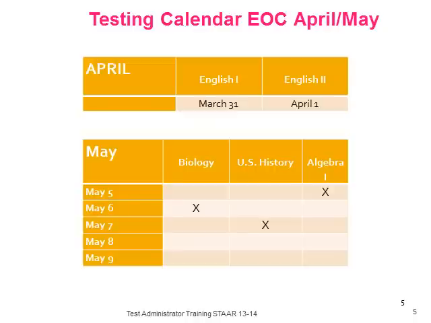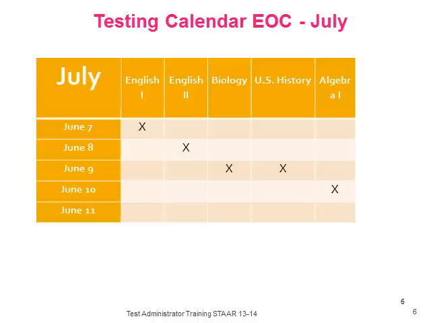So we will have our first round of administration on March 31st and April 1st. English 1 will be March 31st, English 2 will be April 1st. Then in May we'll have Algebra 1 on May 5th, Biology May 6th, and U.S. History on May 7th. This is when students will be able to retake the tests if they missed it the first time.